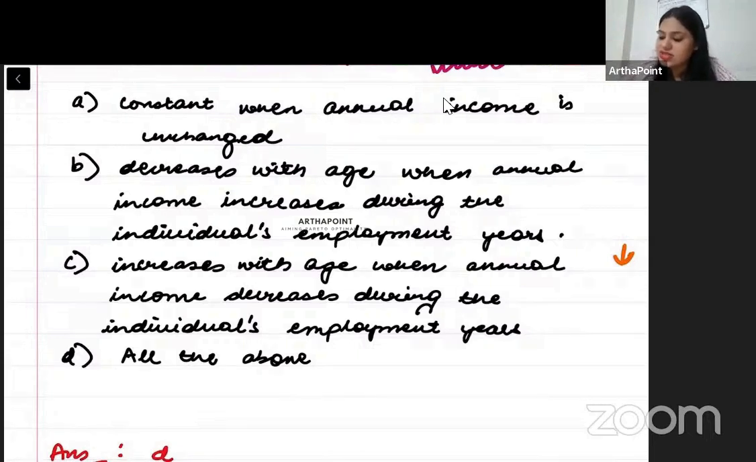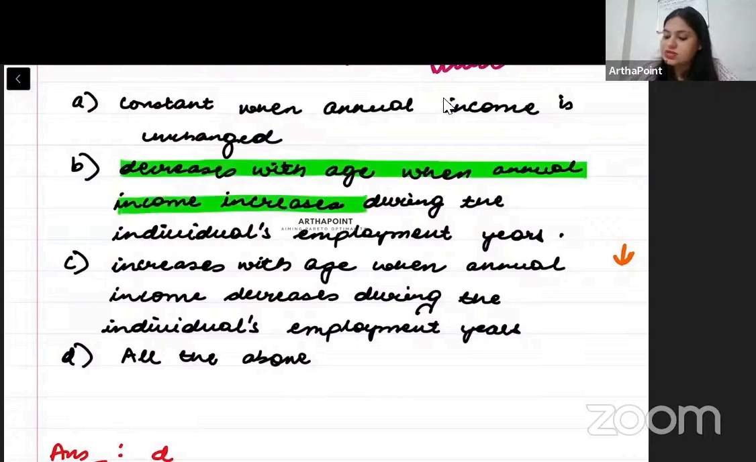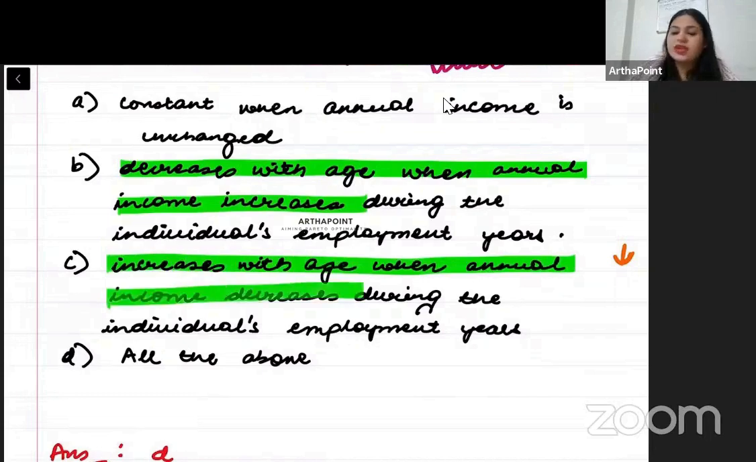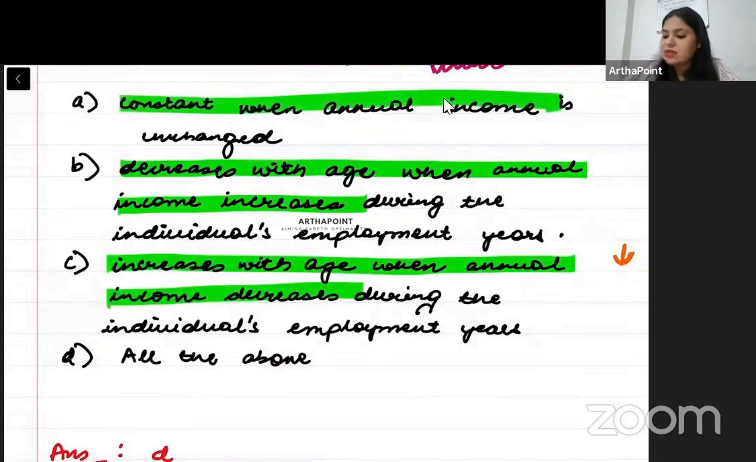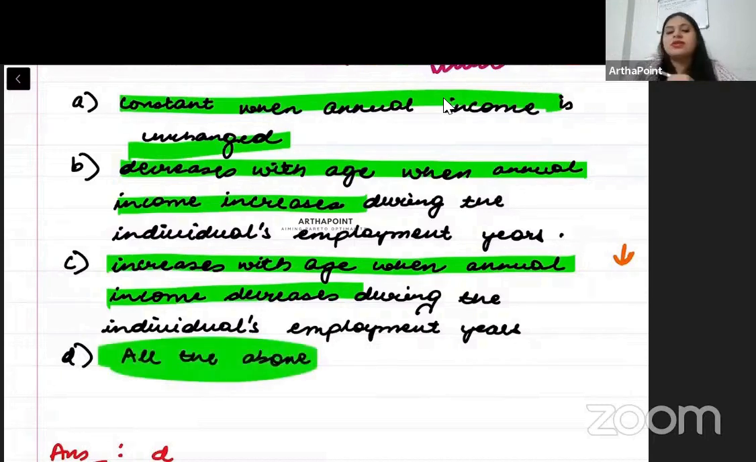So if you notice, this is exactly what it says. It decreases when annual income increases. It increases when annual income decreases. And it remains the same if my income is unchanged. If income is unchanged, APC is also unchanged. So the answer to this question is D.